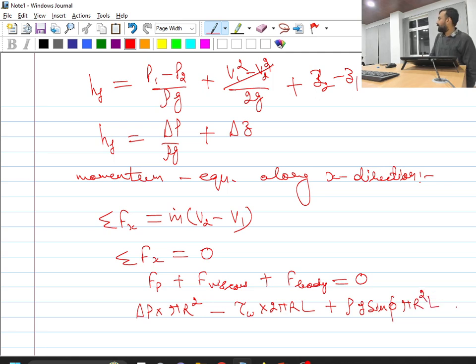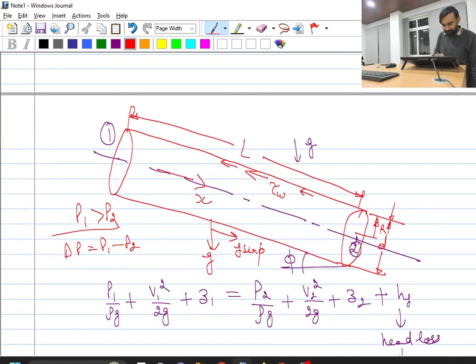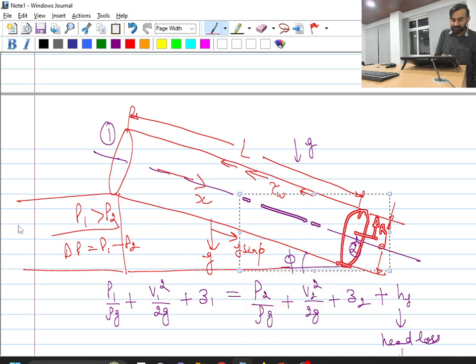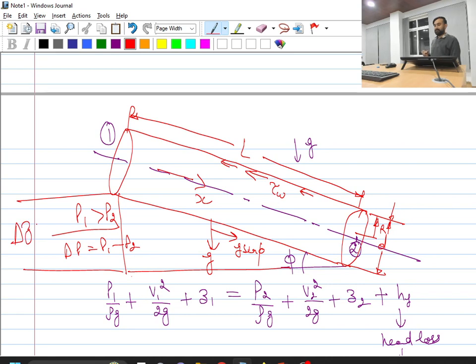Pi r square L. This is the cylindrical pipe. Pi r square L equal to 0. Okay. Now from here, one important thing you can see from the geometry, this angle is phi, and this vertical distance will be nothing but, this is Z1 location, this is Z2 location. So vertical distance is delta Z. Okay. And this length of the pipe is L.